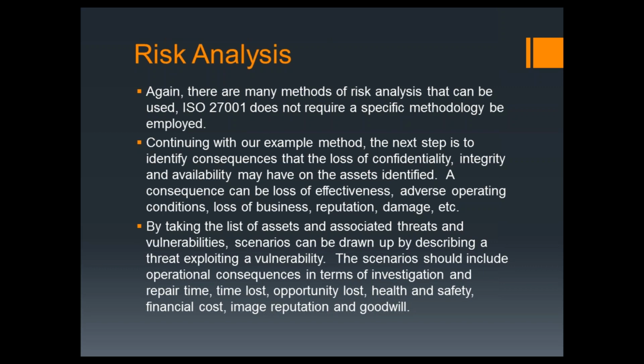Continuing with our example method, the next step is to identify consequences that the loss of confidentiality, integrity, and/or availability may have on the assets identified. Consequence being a loss of effectiveness, adverse operating conditions, loss of business, reputation damage, financial damage, etc. By taking the list of assets and associated threats and vulnerabilities, scenarios can be drawn up by describing a threat exploiting a vulnerability. The scenario should include operational consequences in terms of investigation and repair time, time lost, opportunity lost, health and safety, financial cost, image reputation, and goodwill.